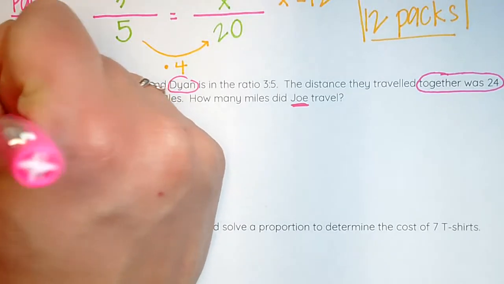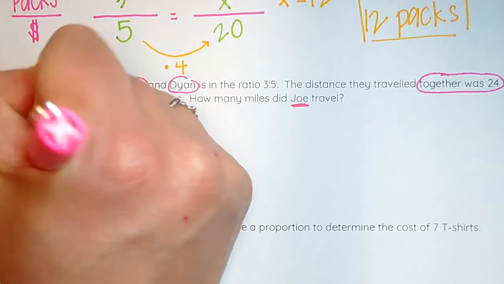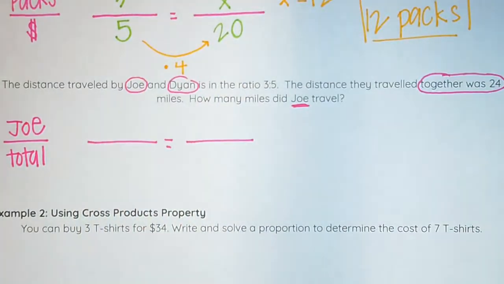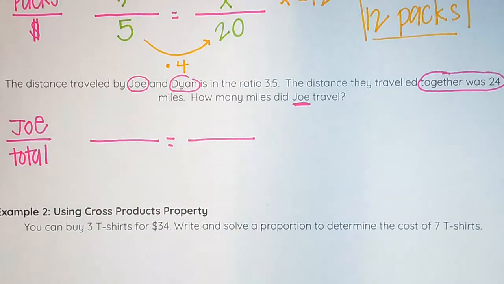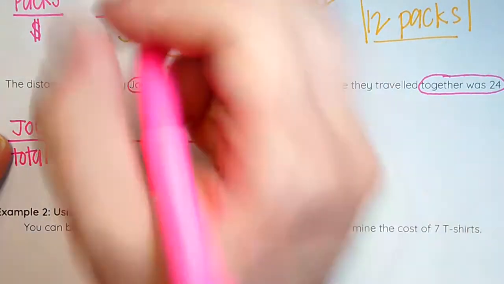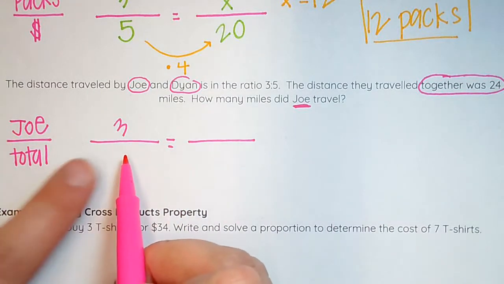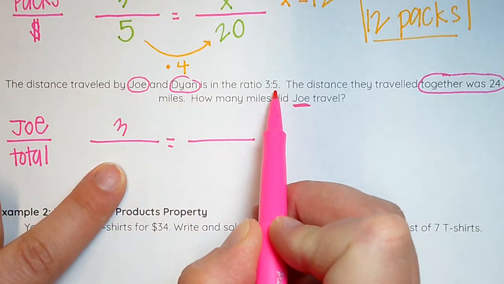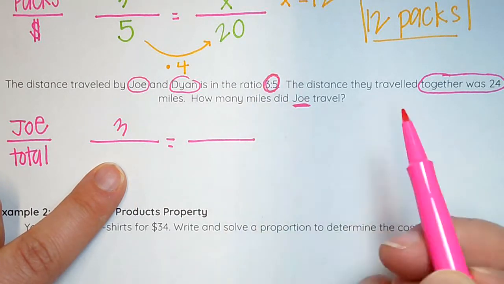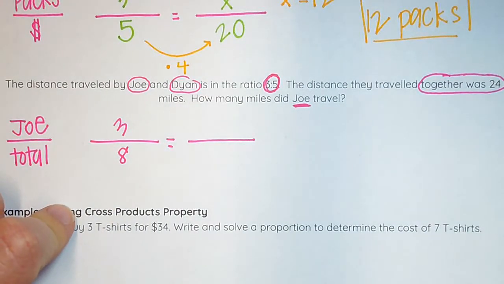So this is a total problem. So we've got Joe and total in my word ratio. I set up my skeleton proportion. Now, my first ratio is going to be Joe. Joe is attached to the 3 because Joe came first and the 3 comes first. Now, I'm not going to put 5 here because I'm looking for the total of these combined. 3 plus 5 is 8, so my first ratio is 3 to 8.